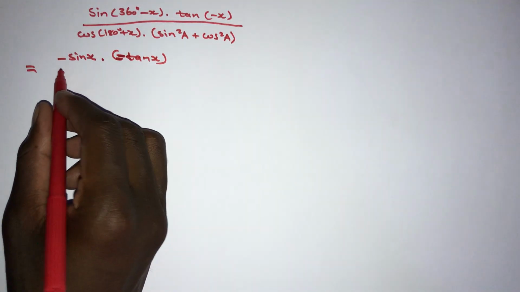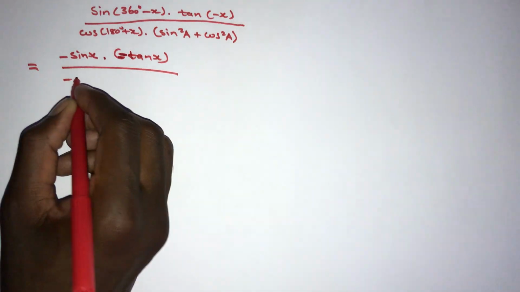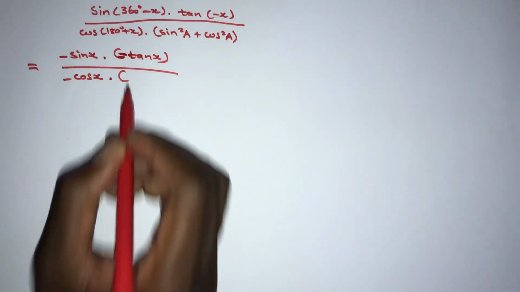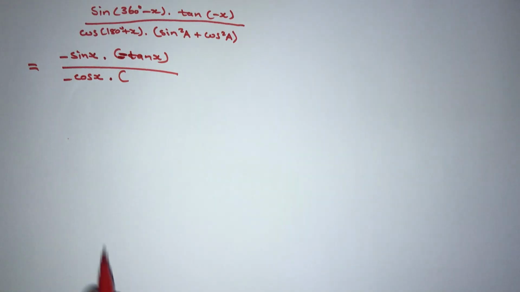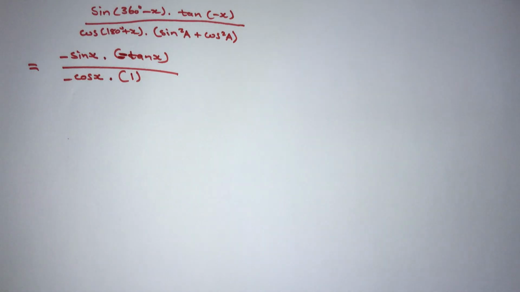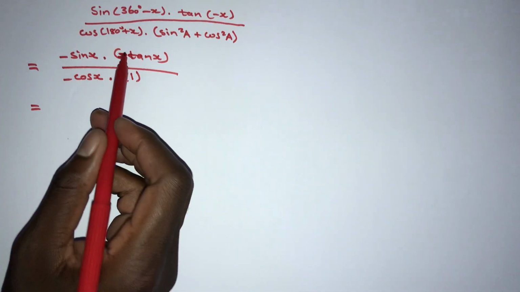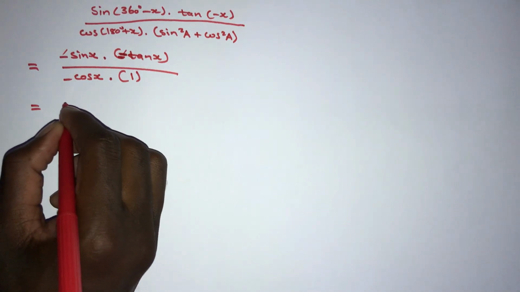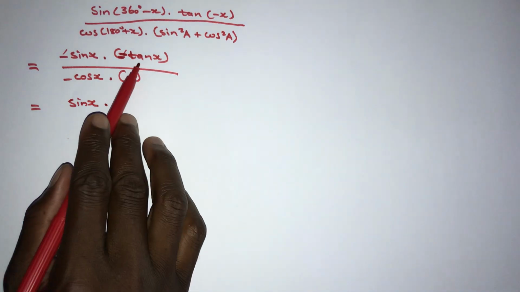Then we divide. This is cos of 180 plus, so cos of 180 plus x would become negative cos x. Then multiply. Let's open the bracket. So this is sine squared a plus cos squared a. This is the identity that says when we add these two, the answer is 1. So now, negative times negative is going to be positive, so they will cancel each other. That means now we are left with sine x, then we multiply tan x.